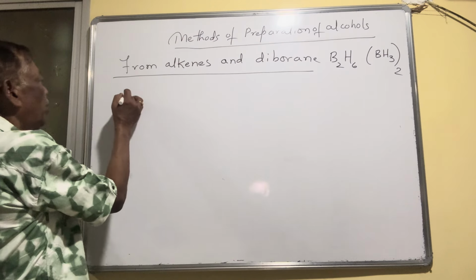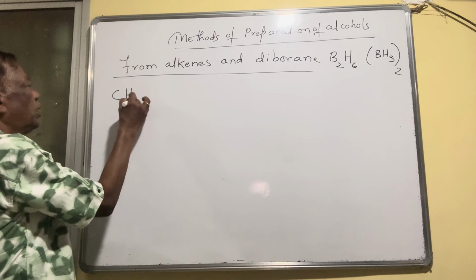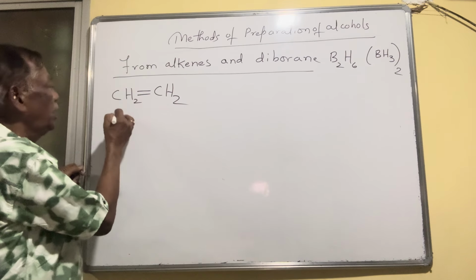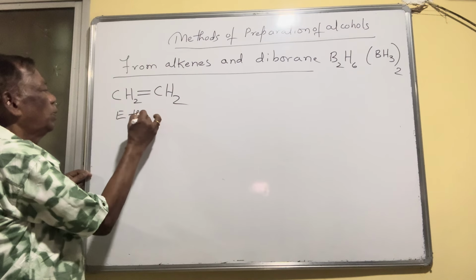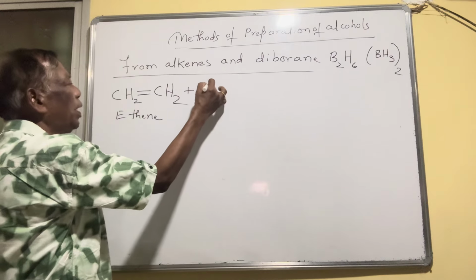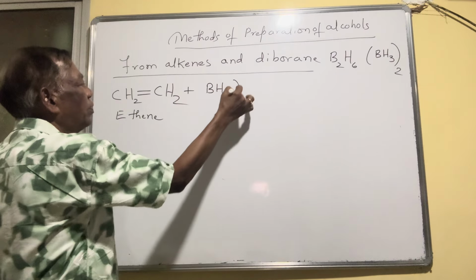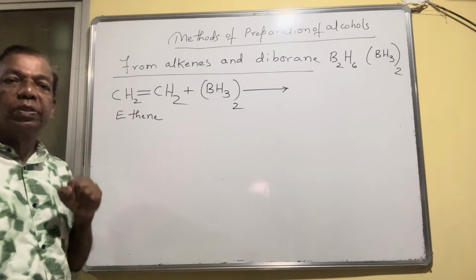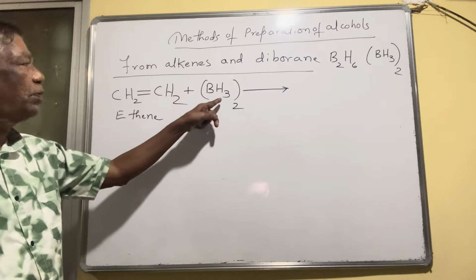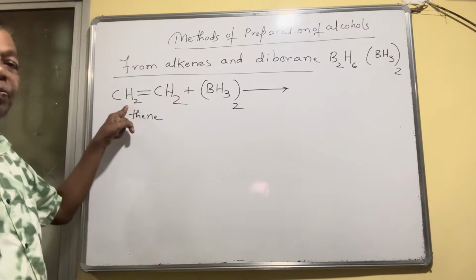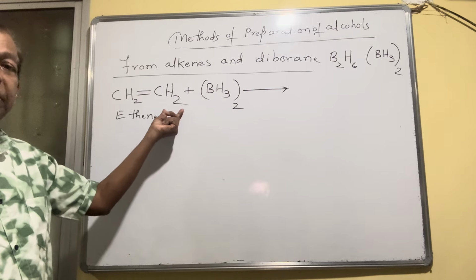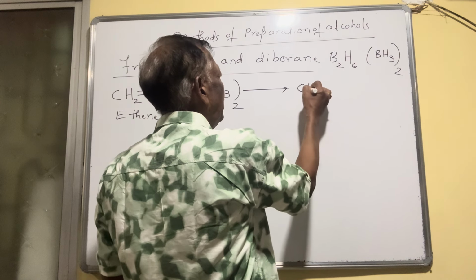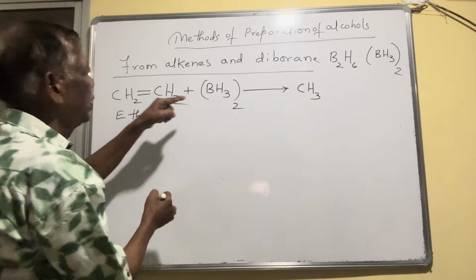Now let us take one example here. Suppose you have an alkene which is CH2 double bond CH2, say ethene. When you treat ethene with diborane, I will write it as BH3 twice so that you can know the valency of boron here is 3. Now what will happen? This hydrogen from here will add to one carbon, boron will add to another carbon, and the double bond becomes a single bond. So you will get CH3 followed by CH2.